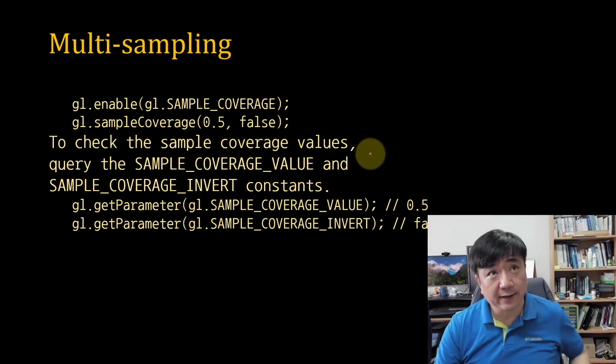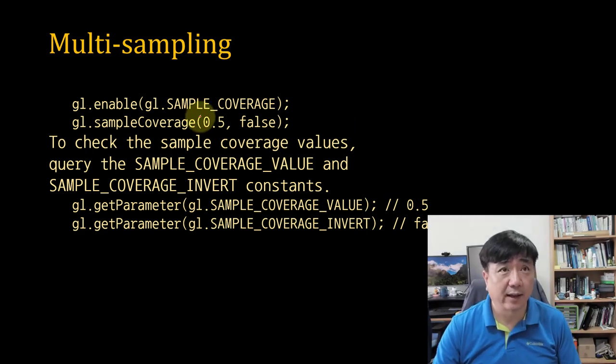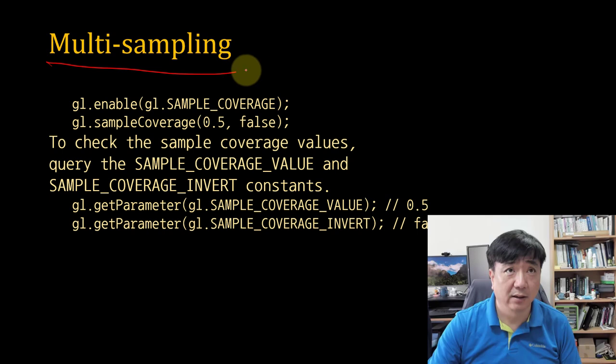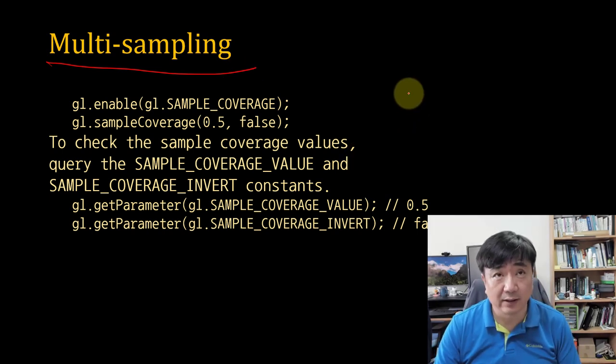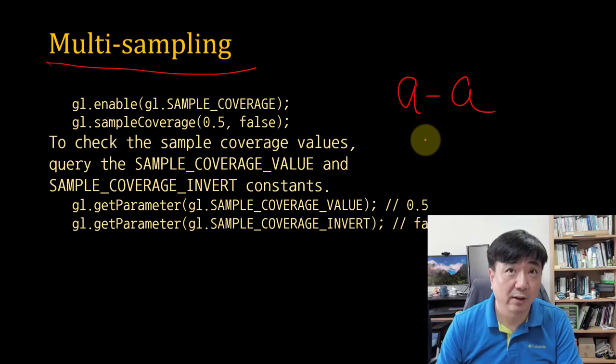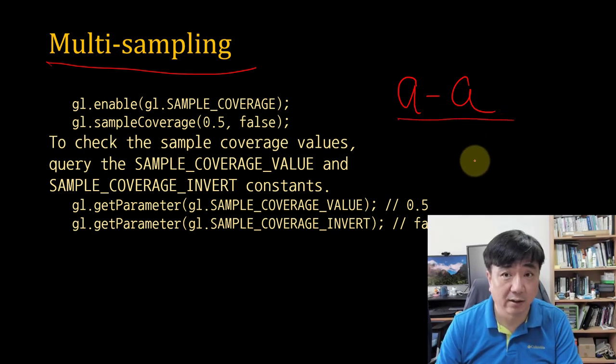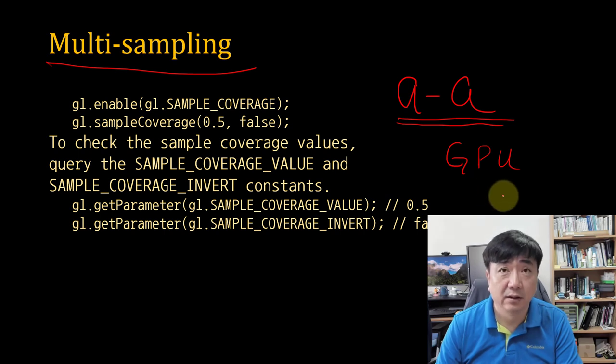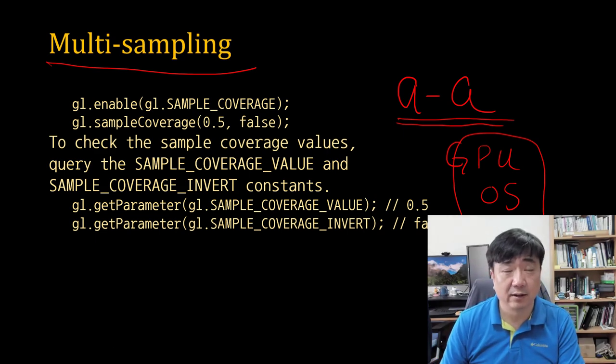Then there is another thing we can enable or disable. That is multi-sampling. Multi-sampling is a very widely used scheme for anti-aliasing. Okay, so I will explain it in the next class. The next class will be about anti-aliasing and multi-sampling. It should be supported by the GPU, and also by the OS, and since we are learning WebGL, the web browser should support it. So I'll explain it in lecture 10.